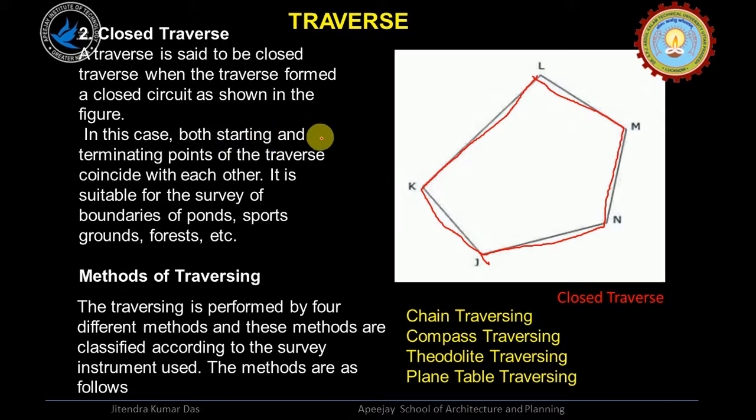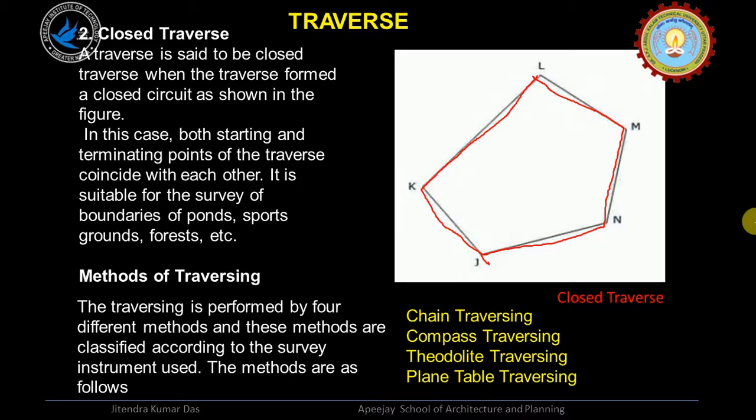and most of the surveying we perform through the compass will be closed in nature. In this case, both starting and terminating point of the traverse coincide with each other, and it is suitable for survey of boundaries of ponds, sport grounds, forests, etc.